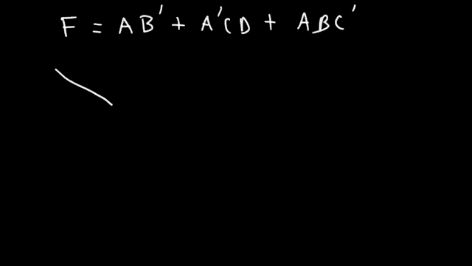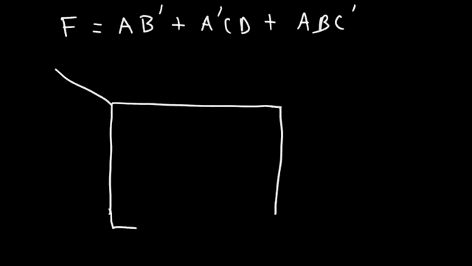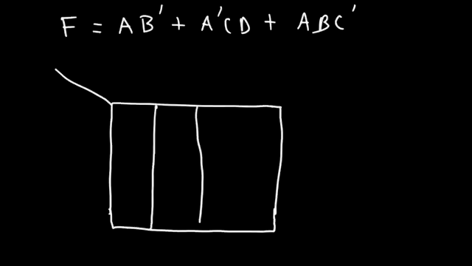Here's another harder example. Let's say the function is AB prime plus A prime CD plus ABC prime. Go ahead and draw a K-map for that function. Now what type of K-map do we need? Would you say it's a 3-variable K-map or a 4-variable K-map? Notice that we have 4 variables, A, B, C, and D. So this time, we're going to need 4 columns and 4 rows.